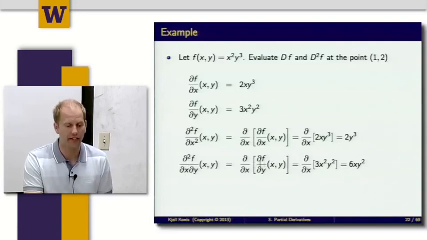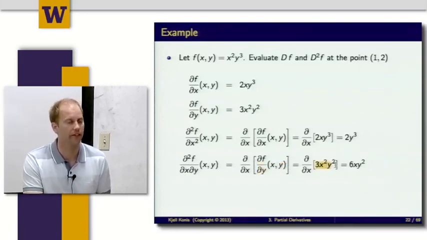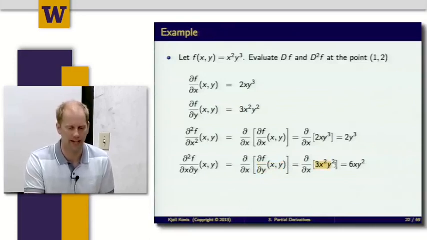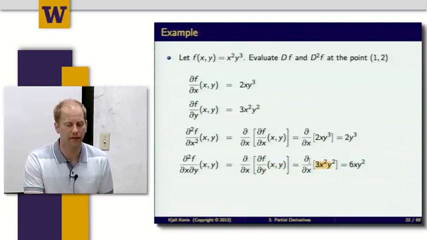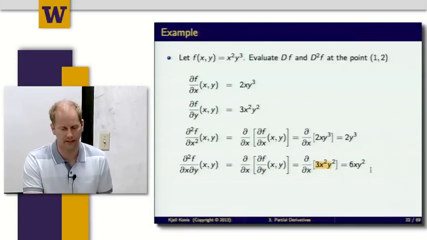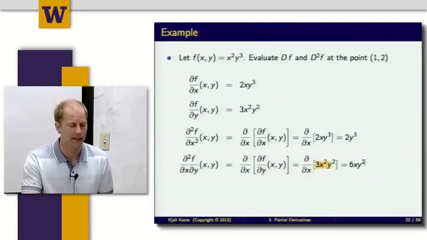Again, I've already computed the partial derivative of f with respect to y, so I'm just going to recycle that result rather than do it all over again. And then of this function, I'm going to take the derivative with respect to x, so I get 6xy squared.